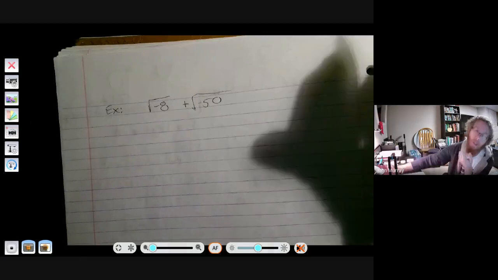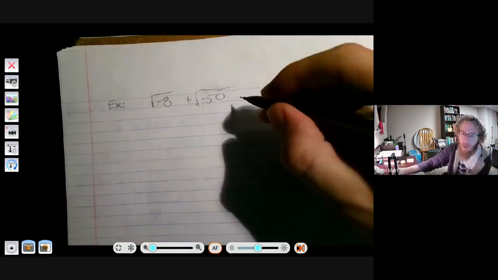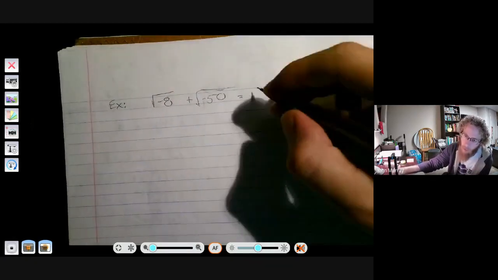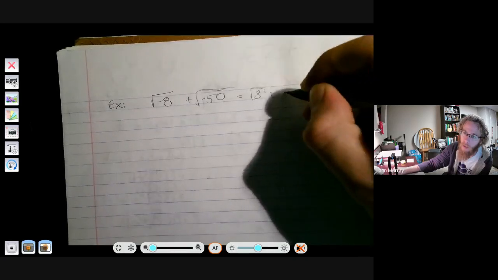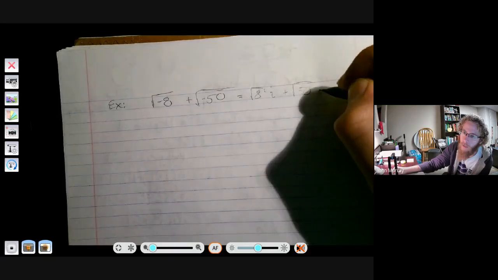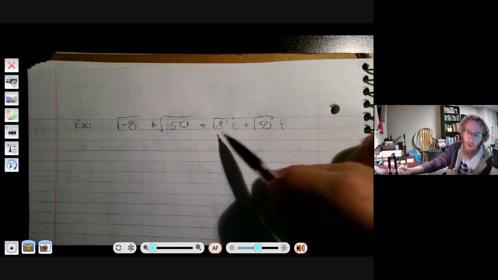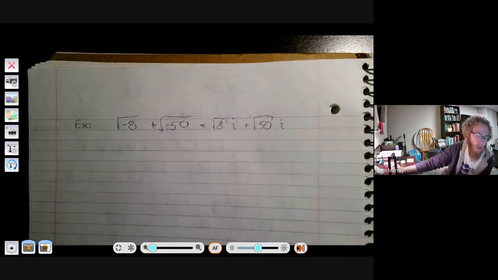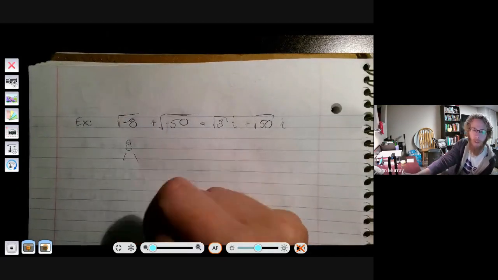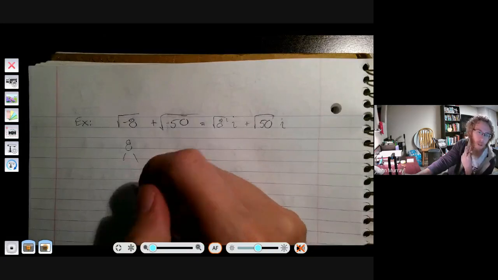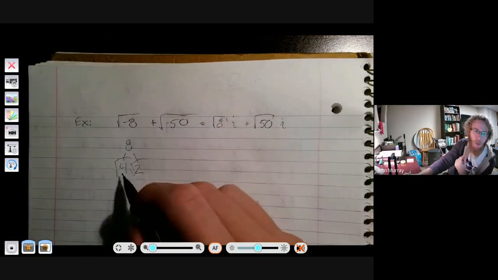All right, so let's do the square root of -8 plus the square root of -50. First thing you're going to do is, if there's a negative, automatically pull out that imaginary number. So now what's underneath the radical is positive, and we have the imaginary number on the outside. Now 8, what can I break 8 up into? 4 times 2. Let's throw the square root over both of those.